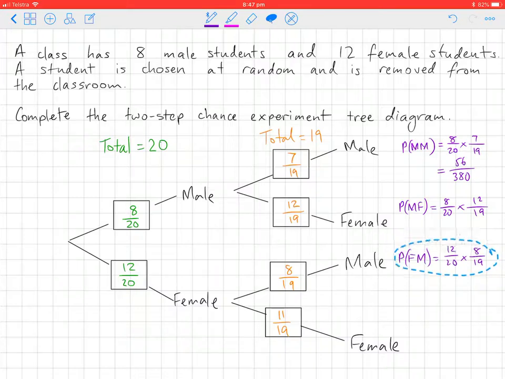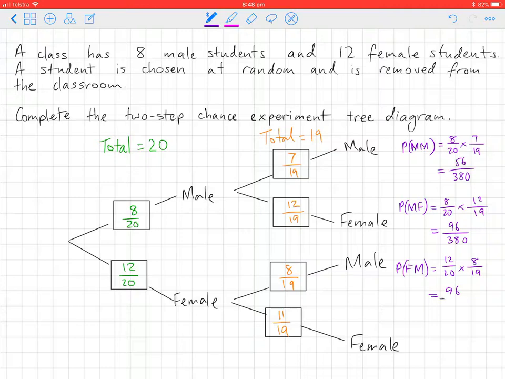Okay, and once again you can just put that into your calculator and work it out. So up here you will have 96 over 380, and similarly 96 out of 380. Okay, so to reiterate, if a question asks for the probability of selecting a male and a female, you would take both of these answers into consideration and add them together. Okay, and in the final case, the probability of selecting two females, female then female, you would go 12 out of 20 times 11 out of 19. Okay, and this one is pretty straightforward. 132 out of 380.